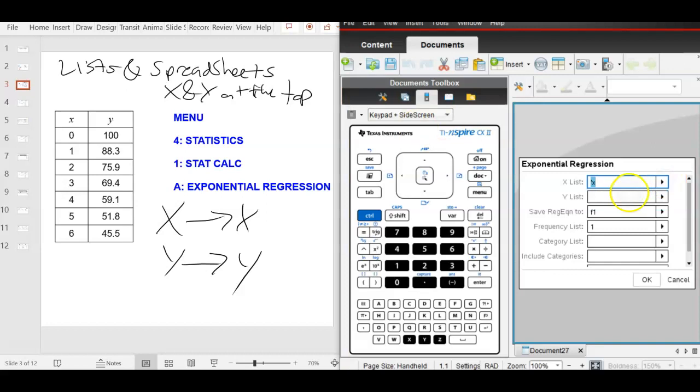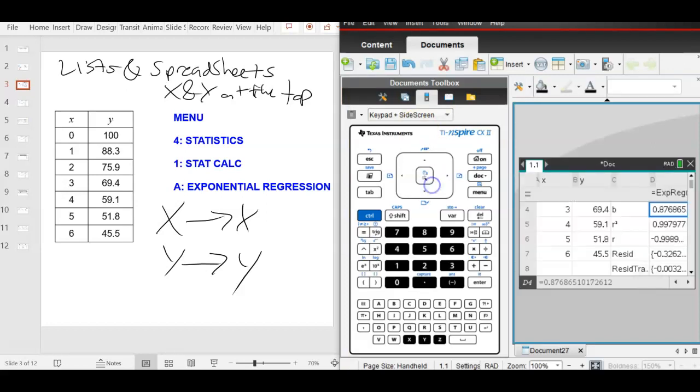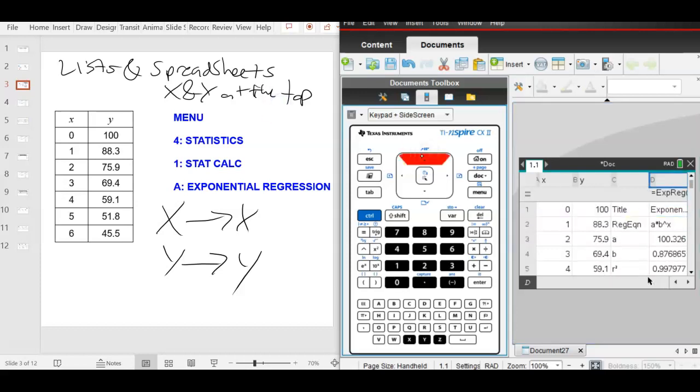So X is X, Y is Y. Hit OK. Now, when you do that, I need to know A and B, and I can't see A. Right? All right, A and B. So you have to go up to A.